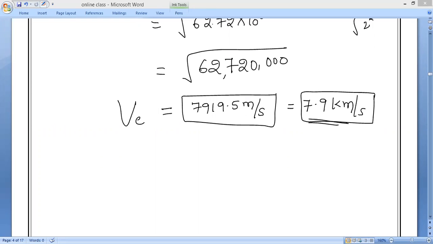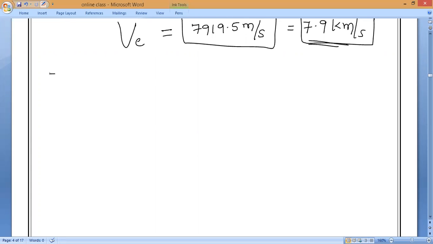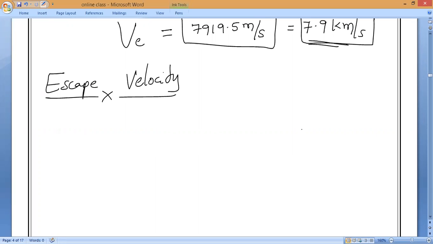Next, escape velocity. Let us see escape velocity. What is escape velocity? I told you. Harizeras, Arun Kailash, I told you what is escape velocity. Everybody, the minimum velocity required to go out from the force of attraction. Is it yes or no?